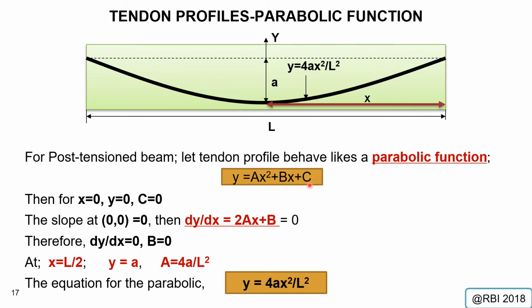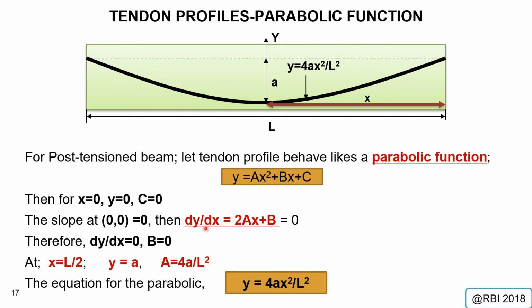Okay, in our case, if you look at the figure provided, the distance from the neutral axis at the midspan is equal to a, and at the end of the span it is equal to 0. Then we can also say that when x is equal to 0, there is no value for y, so y is equal to 0, and that gives c equal to 0 for the equation y equals ax squared plus bx plus c. Okay, and when the slope at 0, 0, we can conclude it is equal to 0.